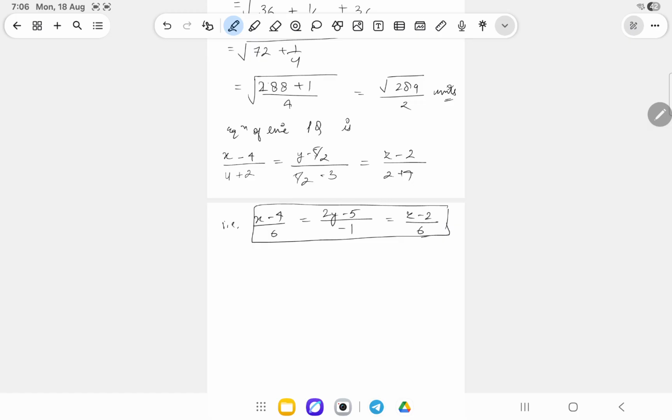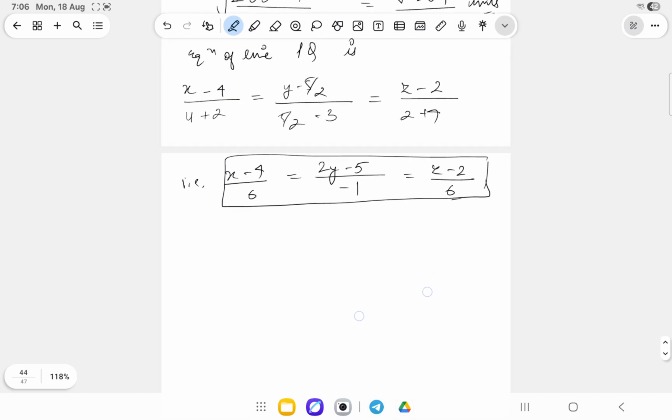So let us move on to the next question. I guess we don't have any more questions. Only these many questions are asked related to straight lines.